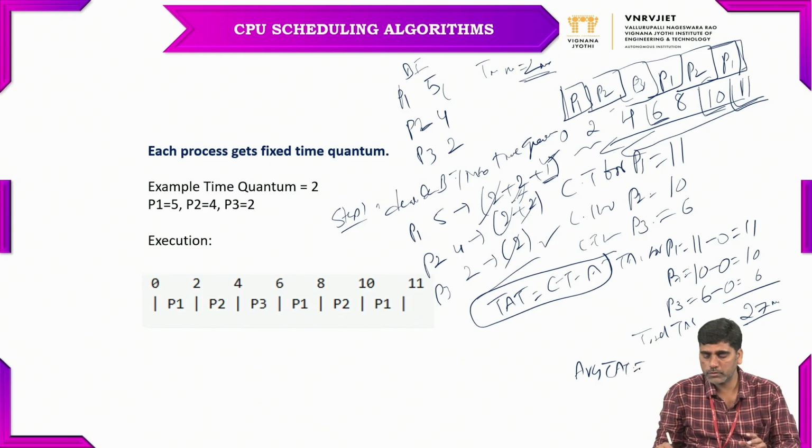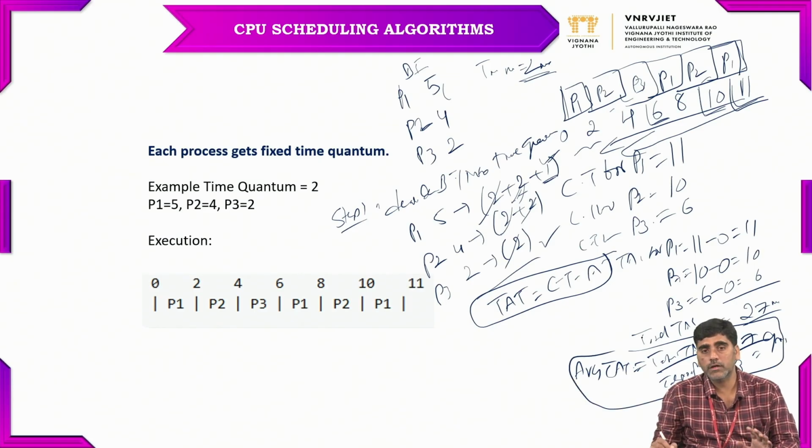Average TAT equals total turnaround time divided by total number of processes. So total turnaround time is what? 27 milliseconds divided by 3, that is 9 milliseconds. So 9 milliseconds is the average turnaround time.